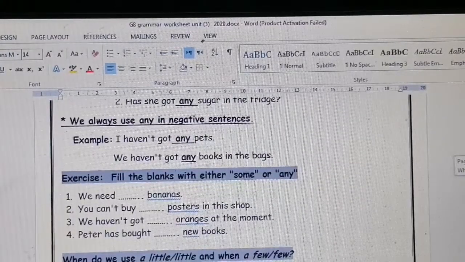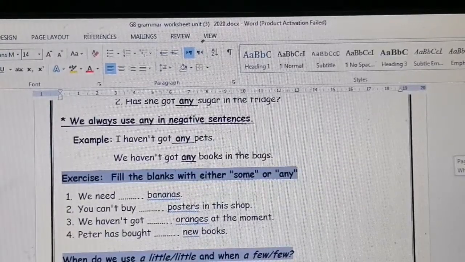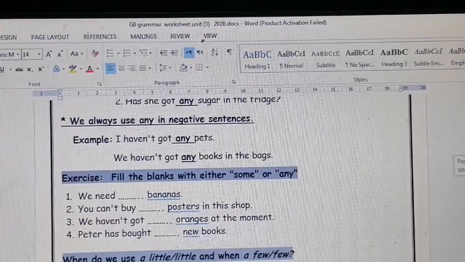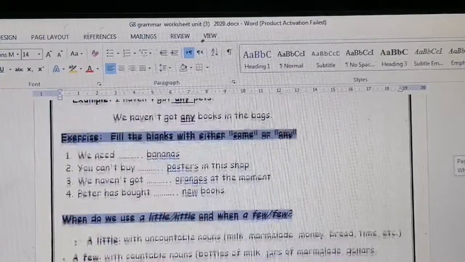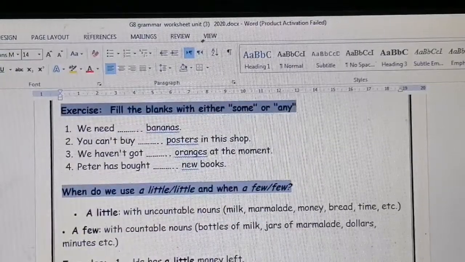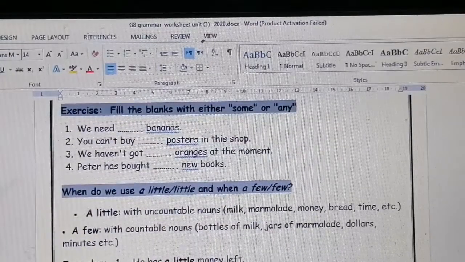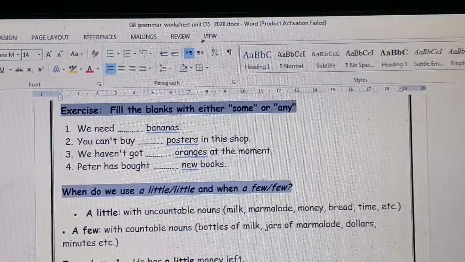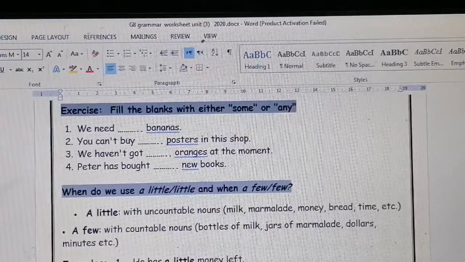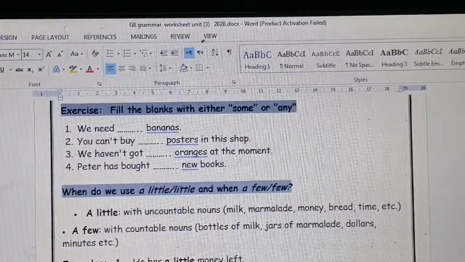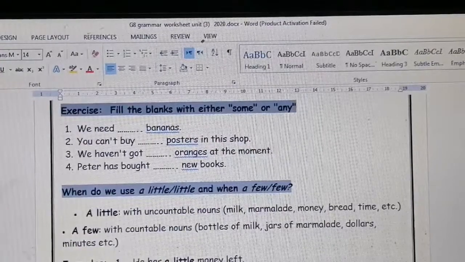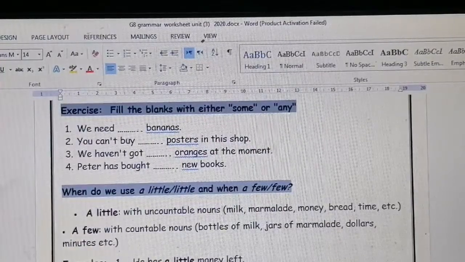Look at number 1. We need what? What do you think? We need some or any. We have bananas. What do you think? Do we have a negative? Do we have a question? So we're going to put what? Some. Good job. Excellent. Number 1, we're going to put some. Number 2, you can't buy pasta in this shop. You can't buy. We cannot say some, okay, because we have the not, the negative. So we are going to put what? We are going to put any.